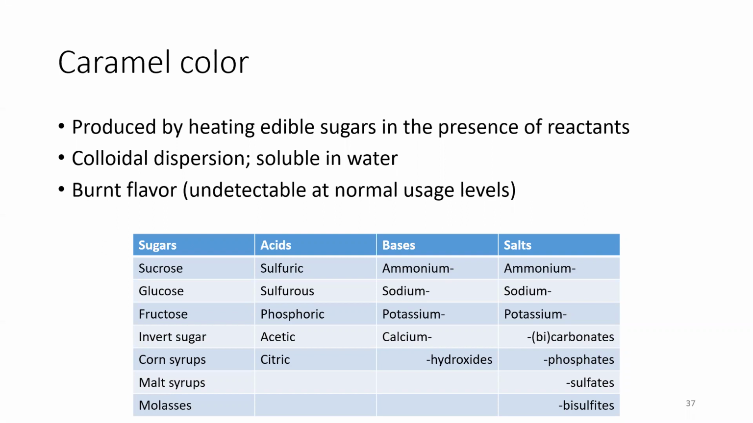All of the caramel color that you would purchase to add to foods are going to be a colloidal dispersion. These brown pigments are large polymers, and so they're going to be just these dispersions rather than small molecules that are coloring the material. They will have a very burnt flavor if you were to just eat them, but when we add them, they'll be diluted out so that you won't detect that burnt flavor.